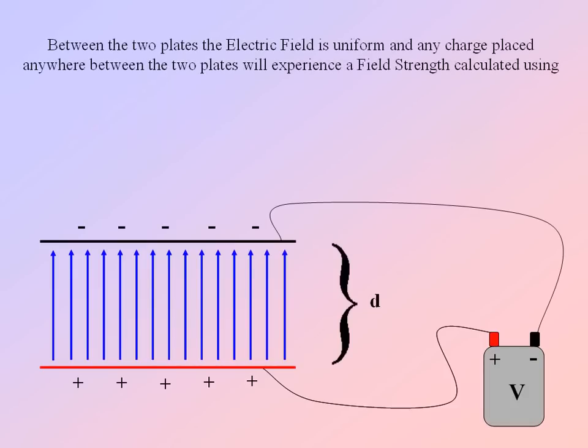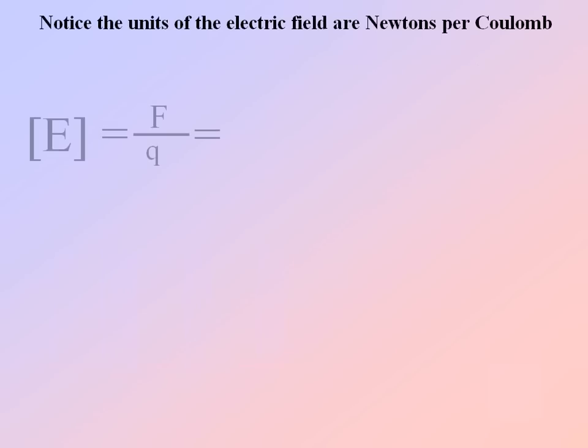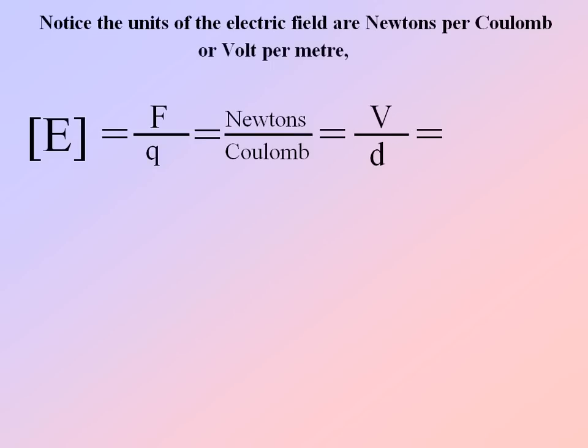Between the two plates, the electric field is uniform, and any charge placed anywhere between those two plates will experience a field strength calculated using E is equal to V over D. Only at the edges of the two plates does the electric field curve and give a non-uniform value. Note that the units of the electric field are newtons per coulomb, or volts per meter. These units are equivalent.